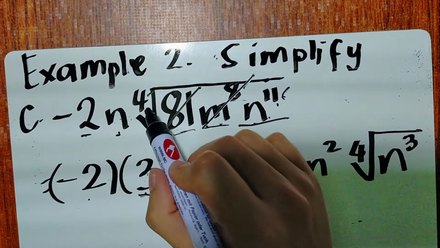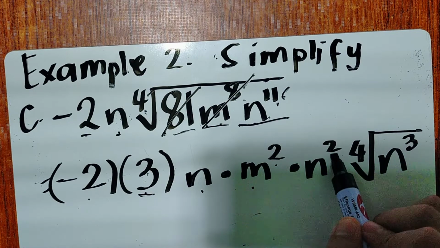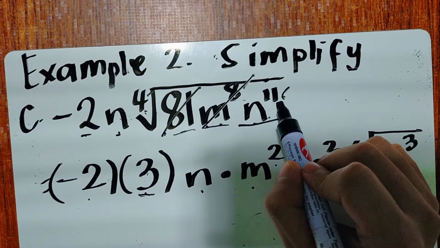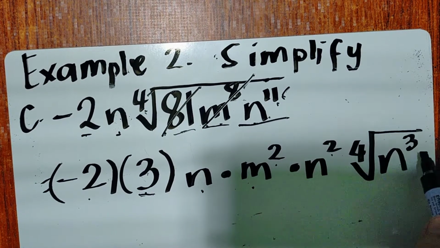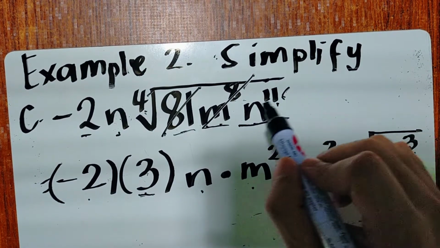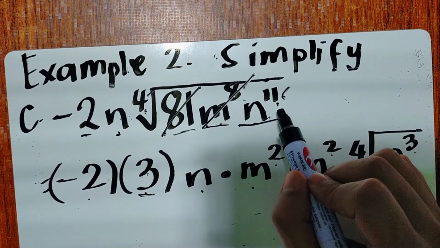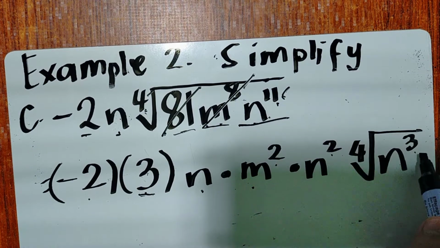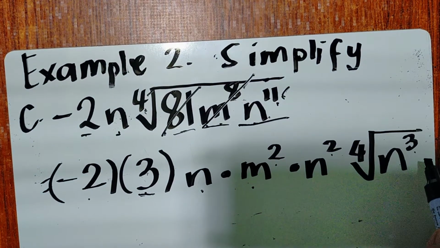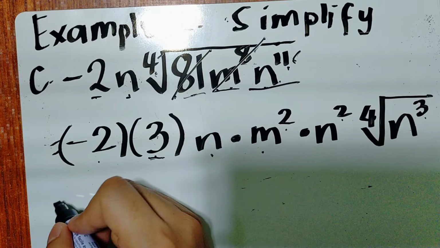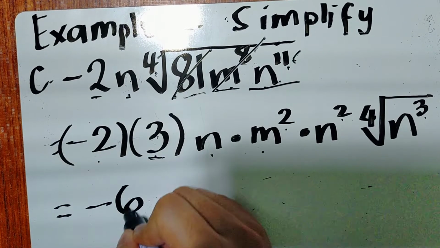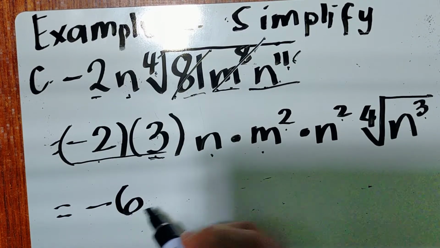So, since 4, meron tayong dalawa. Okay? So, ilan yung natira doon? Sa 11, tatlo. Paano naging tatlo? 4 times 2 is 8. 11 minus 8 is 3. Kaya siya nagkaroon ng remaining na 3. So, simplify na natin siya. Magiging negative 6. 2 times 3 is negative 6.